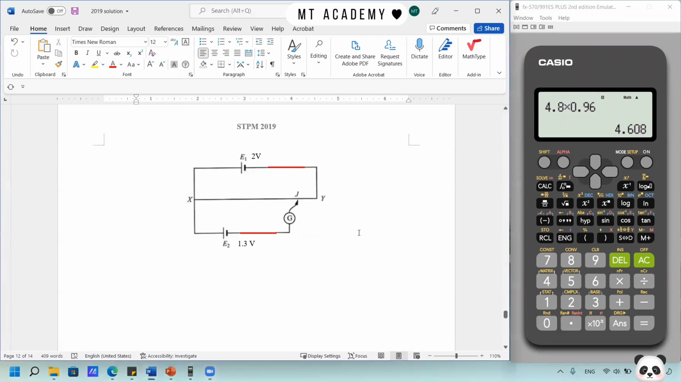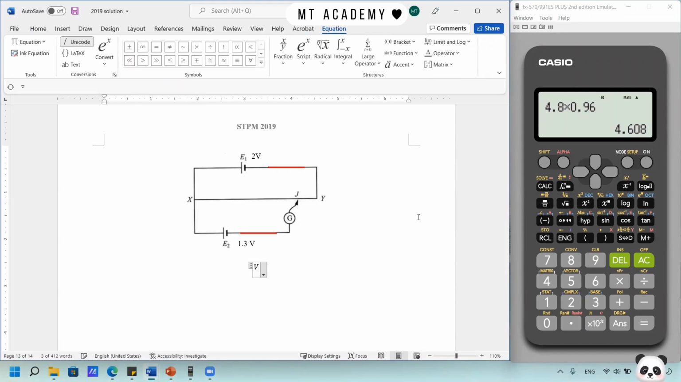So we just apply the concept of the potentiometer: the voltage is proportional to the length of the wire. We know the voltage across XY is 2 volt, because the resistor here is ignored. It's short circuit, so all the voltage of 2 volt is applied on the wire XY. And we're going to find the balance length, which represents the voltage of 1.3 volt.